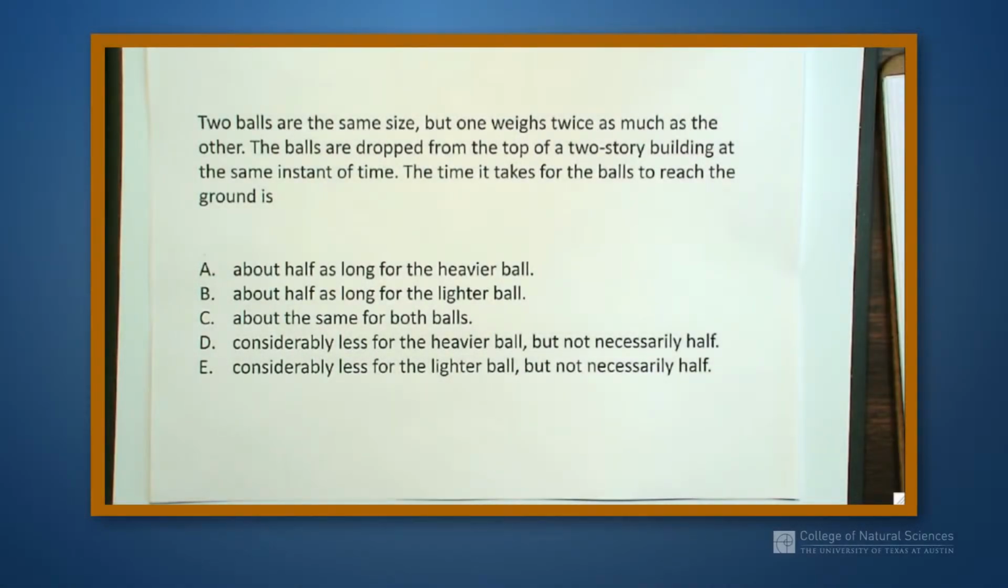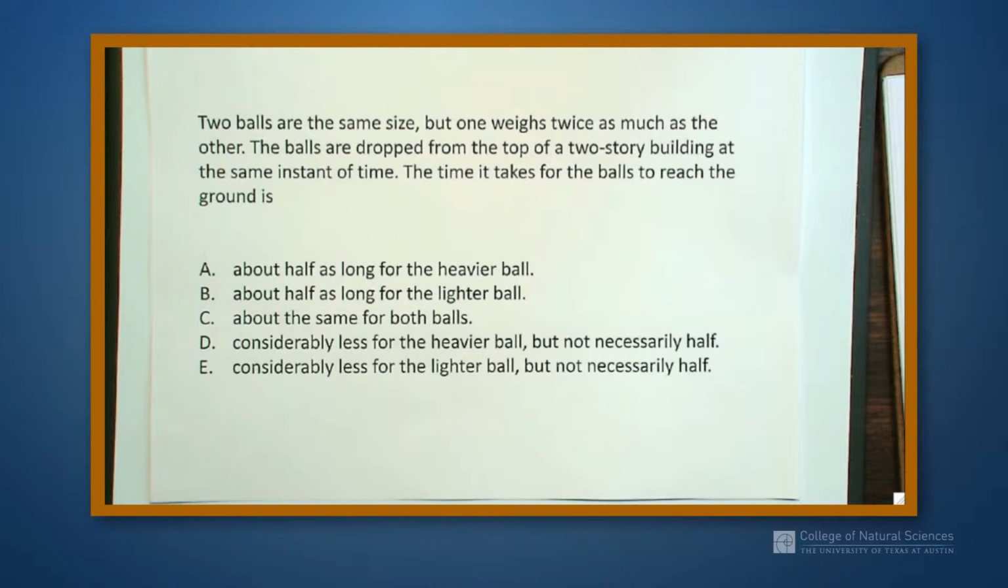This question is one that physicists love to give all the time. It says that two balls of the same size, but one weighs twice as much. So one's made out of wood, one's made out of lead, for instance. And we drop them from the top of a two-story building at the same instant. The time it takes for the balls to reach the ground is, and that gives us a bunch of choices.